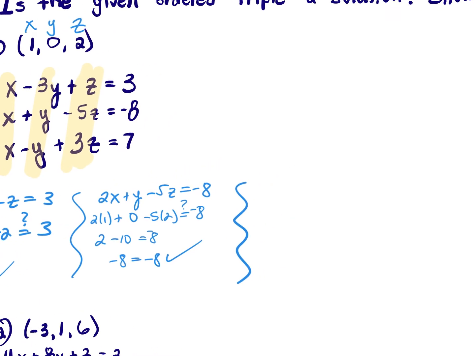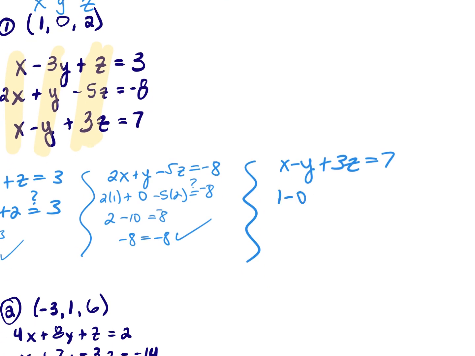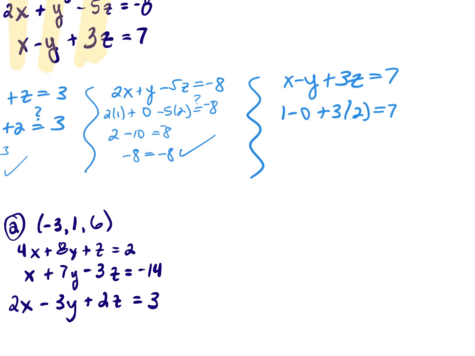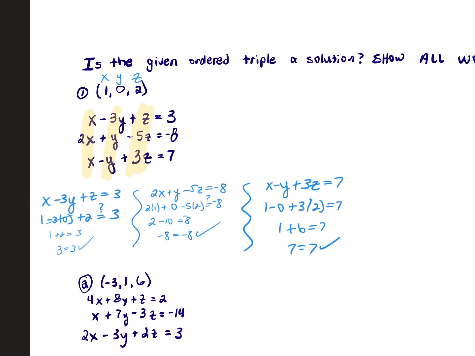Let's do the last one. x minus y plus 3z equals 7. So again, x was 1 minus 0 plus 3 times 2 equals 7. 1 minus 0 is just 1, plus 3 times 2 is 6, equals 7. Does 7 equal 7? Yes. So the answer to this question, is the given ordered triple a solution? You would say yes. That yes or that no means absolutely nothing if you don't show the work, that you proved it. Not just, oh, I did it in my head.